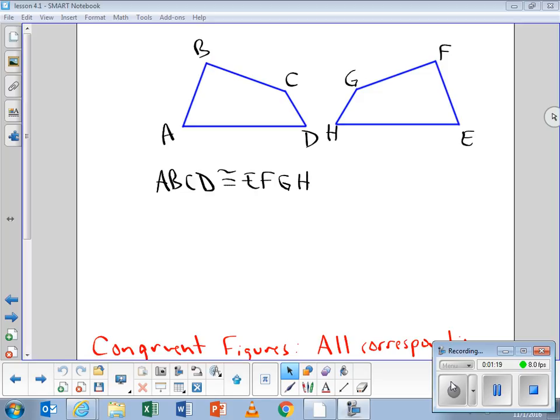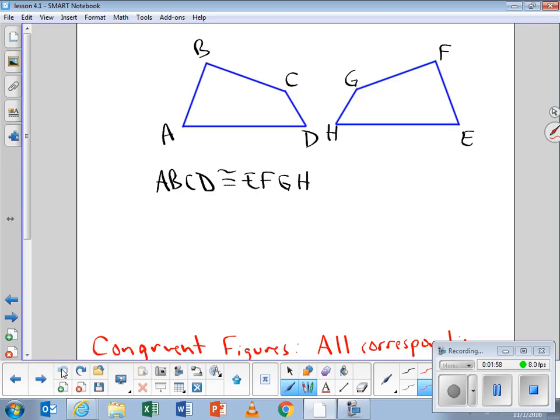Let's talk about what this means. First of all, this symbol right here, that symbol means congruent. It's an equal sign with actually a similarity symbol over top of it. It means congruent. Okay? This is saying that ABCD is congruent to EFGH. Since they are not triangles, we don't use triangle symbols. And so if they have more than three sides, we don't put any symbol out in front of them.